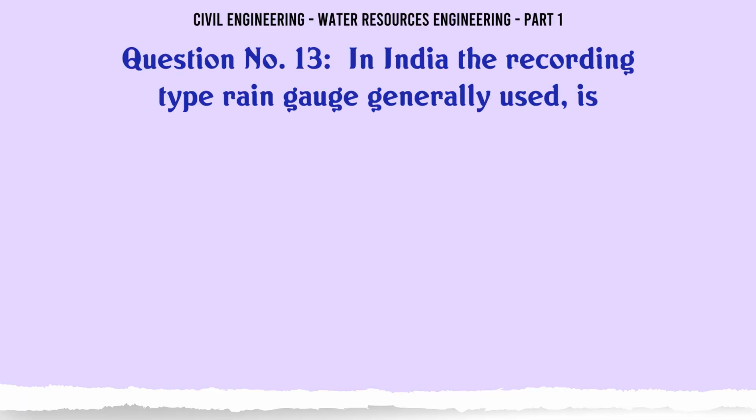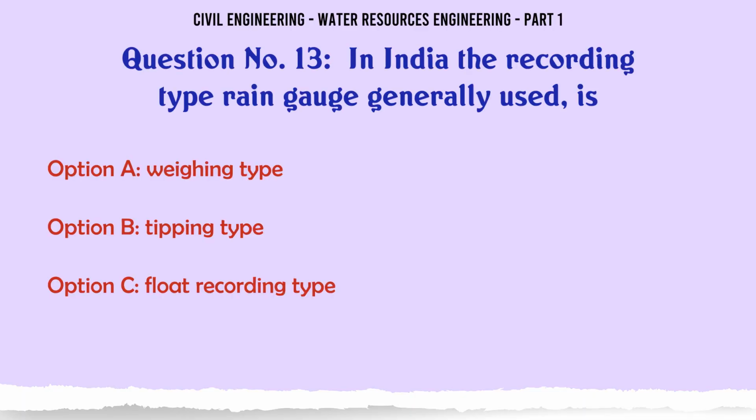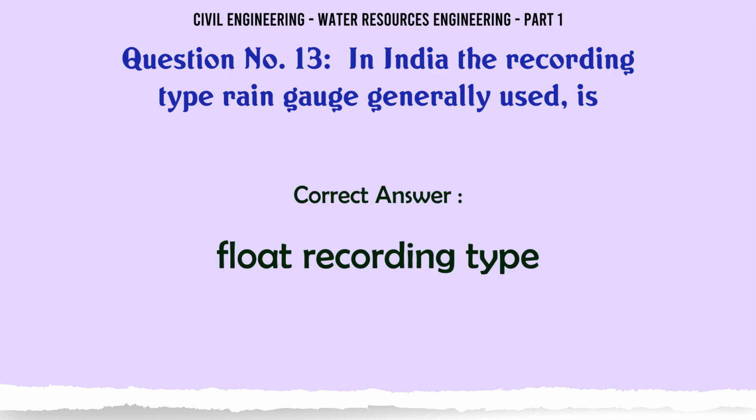In India, the recording type rain gauge generally used is A. weighing type, B. tipping type, C. float recording type, D. none of these. The correct answer is float recording type.